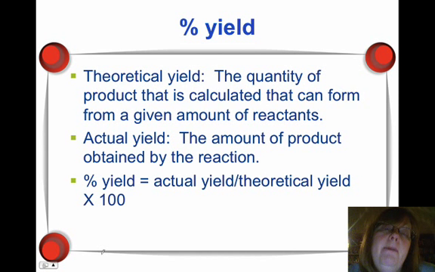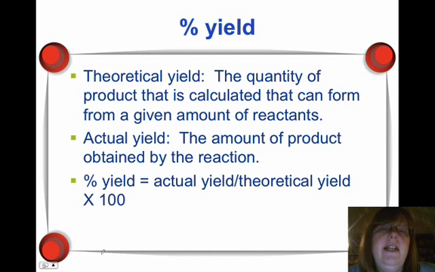Well, in the lab, your actual yield sometimes is not the theoretical yield. As a matter of fact, rarely is it ever your theoretical yield. So your actual yield is how much product you get in the lab, and this is a value that has to be given to you. Percent yield is going to be the actual yield divided by the theoretical yield times 100.